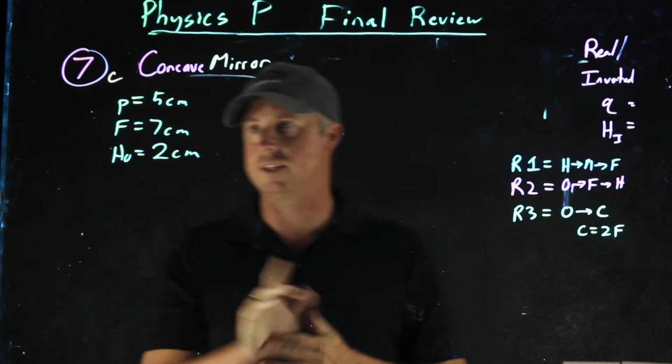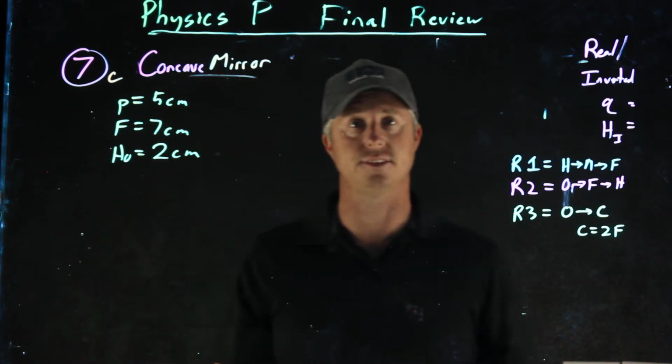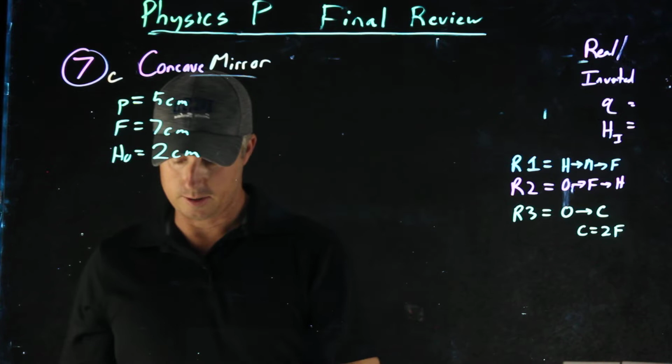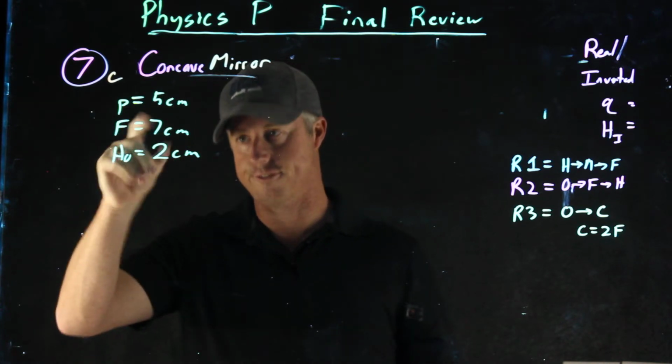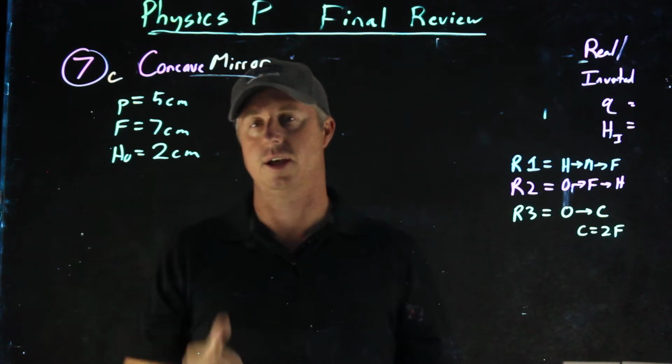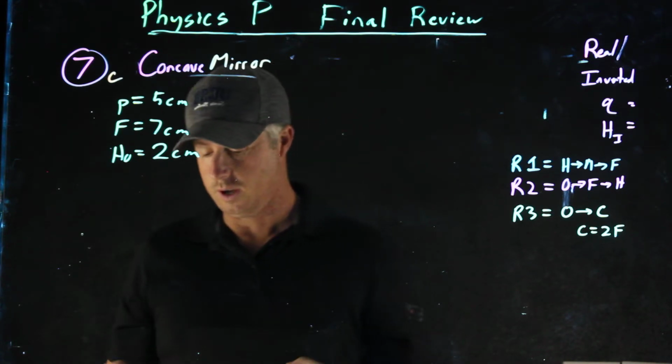Okay guys, here we go. So let's look at problem number 7C. Again, we have a concave mirror. The object distance from the lens is 5, the focus is 7, and the height of that object is 2.